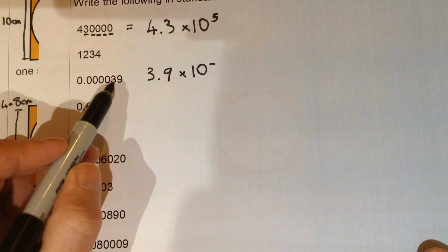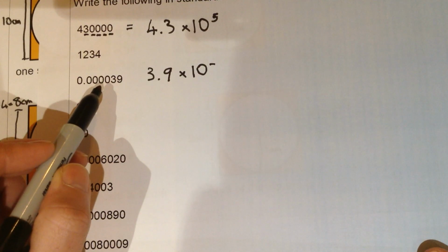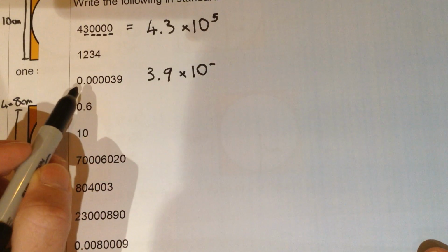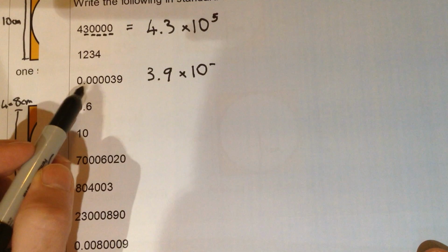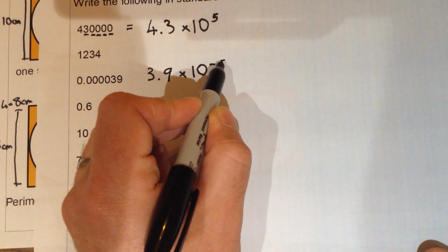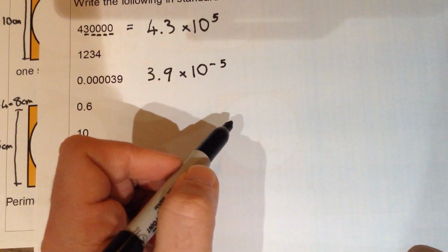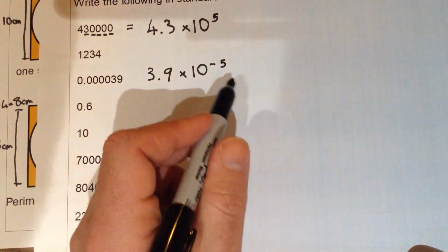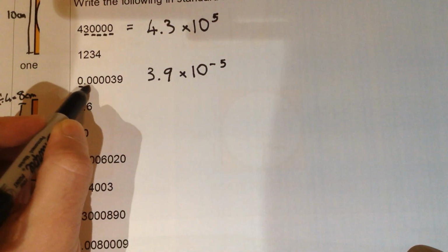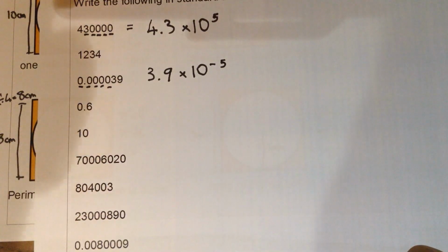So how many times would I divide this by 10 to get back to the original number? It would have to be 5 times. Your cheat quick way of working this one out, if you're not too happy with that, is simply to count how many zeros at the start.